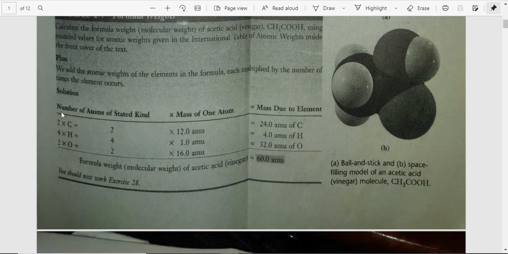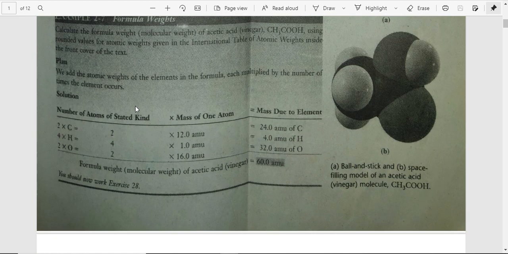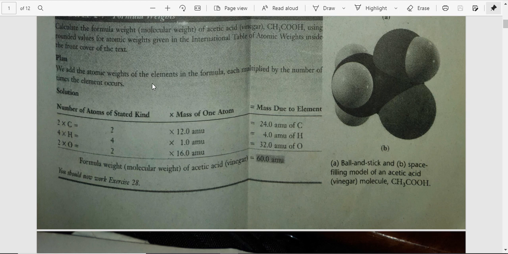Okay, so for the calculation of your formula weight or molecular weight of your acetic acid or your vinegar, ang iyang formula ari day. Okay, ang formula sa mga acetic acid or your vinegar is CH3COOH. Okay, using the rounded values of your atomic weight given in the international table of atomic weights sa aton nga book na di. Okay, we add the atomic weights of the elements of formula each multiplied by the number of each time.